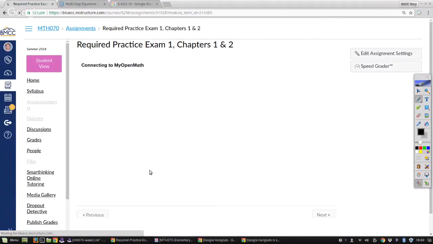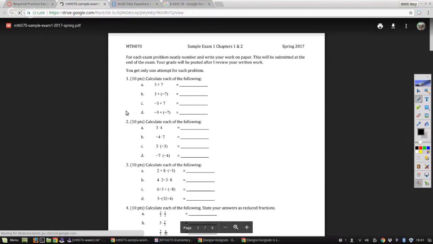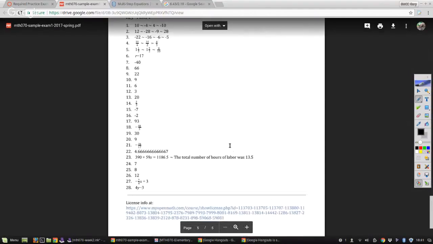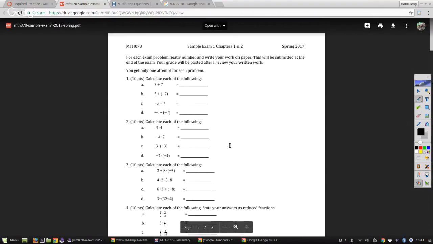This is just like a homework assignment, but there are a few more questions than you normally see. There's a printable version here if you want to check that out too. You can print that out, and the answers are at the very end. So you could give it a try and then check your answers when you're done. The real test is going to be like the combination of the two of these.